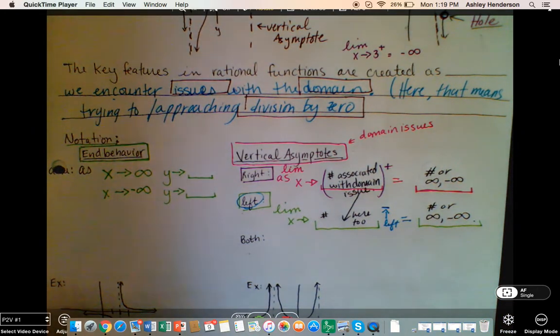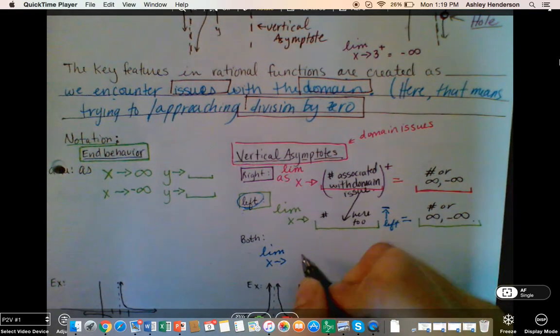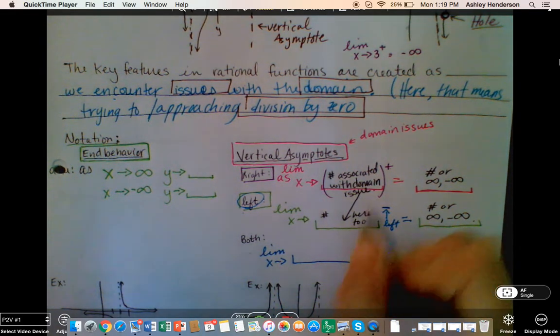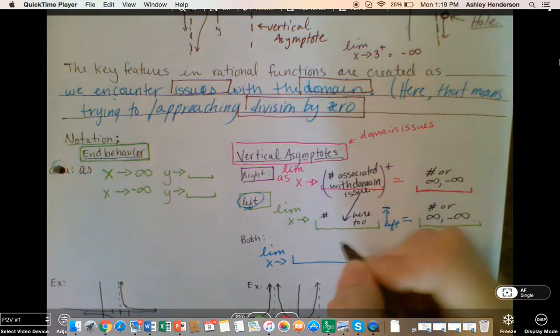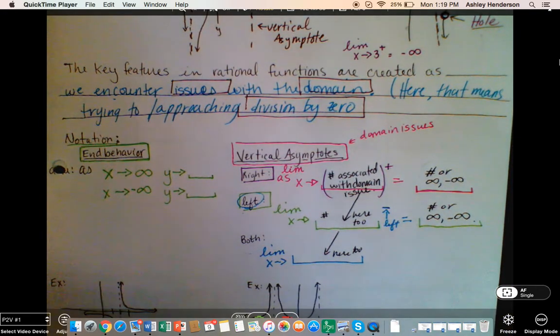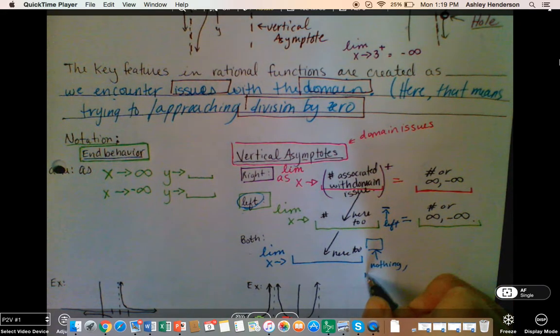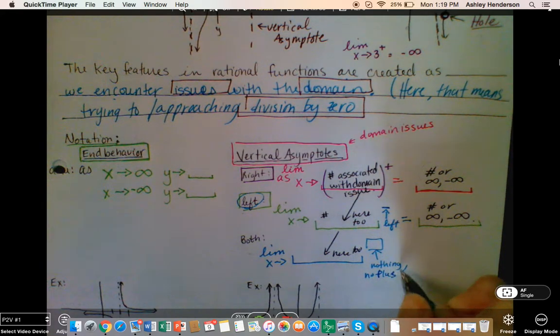So one more color. So the limit as x approaches whatever the number associated with the domain issue, here too. And we don't put, there's nothing here. Nothing. No plus, meaning right. Plus, meaning right. And no minus, meaning left. Okay.